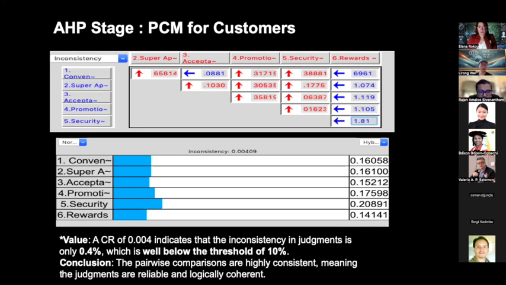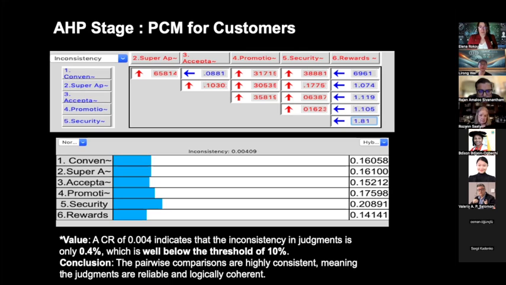Pairwise comparison matrix for customers. This slide presents the pairwise comparison matrix for customers. Using AHP, we compared factors influencing e-wallet adoption, ensuring each was evaluated relative to the others. The consistency ratio, or CR, was calculated to validate the reliability of the judgment. For customers, the CR value is 0.004 or 0.4%, which is significantly below the 10% threshold. This high level of consistency shows that the priorities we identified are reliable. Security emerged as the top factor, followed by promotion and super app. This highlights the importance of trust and value-added features in driving e-wallet adoption among customers.